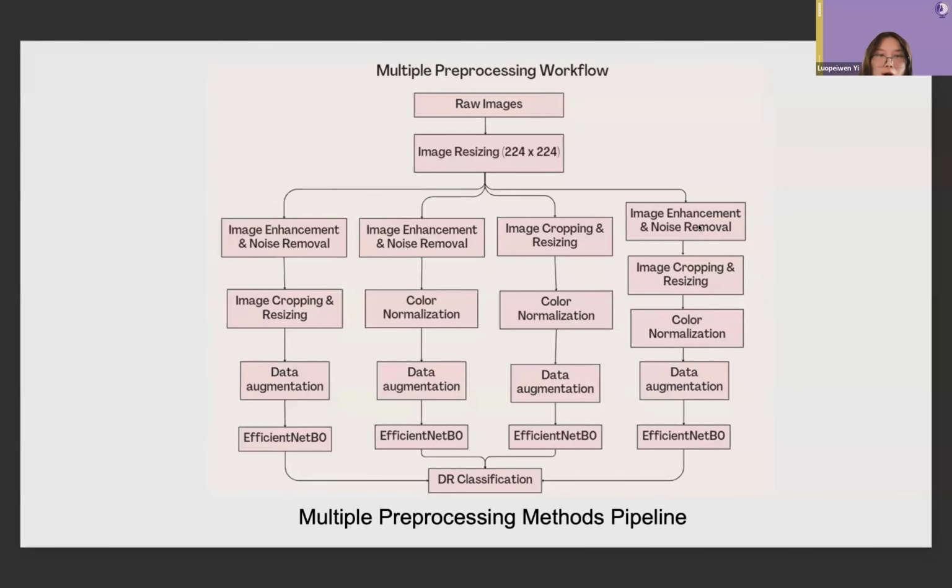And here we can see our multiple preprocessing pipeline, which combines different preprocessing techniques in various sequences. It includes pairwise combination and a combination of all 3 methods. So this approach allows us to evaluate how different preprocessing combinations impact the EfficientNet B0 model's performance in DR classification. So it can potentially reveal some synergistic effects between preprocessing techniques.